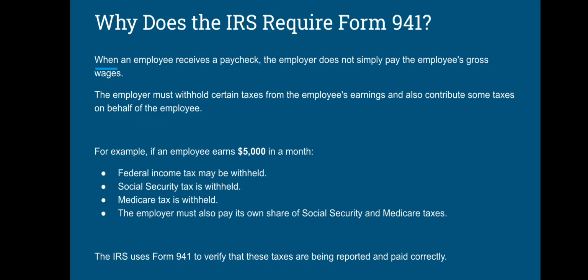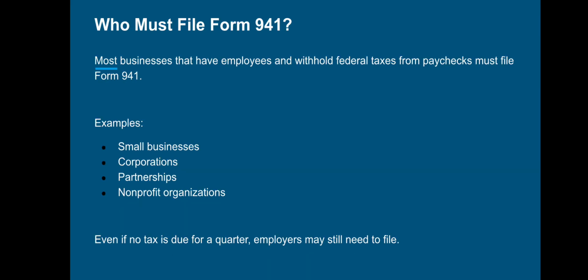So the IRS uses Form 941 to verify that these taxes are being reported and paid correctly. Some of the taxes, like I mentioned, are federal income tax, social security, and Medicare. In addition to that, the common taxes are SUTA and FUTA as well: state unemployment insurance and federal unemployment.